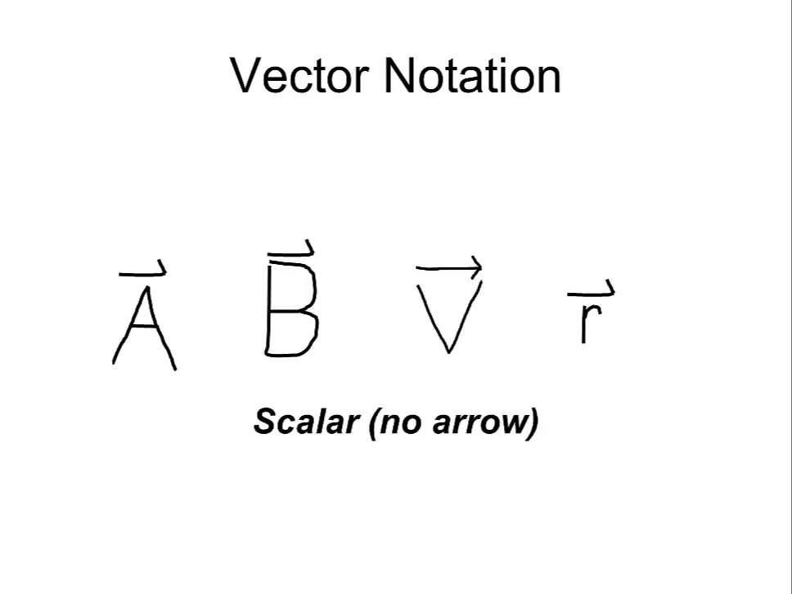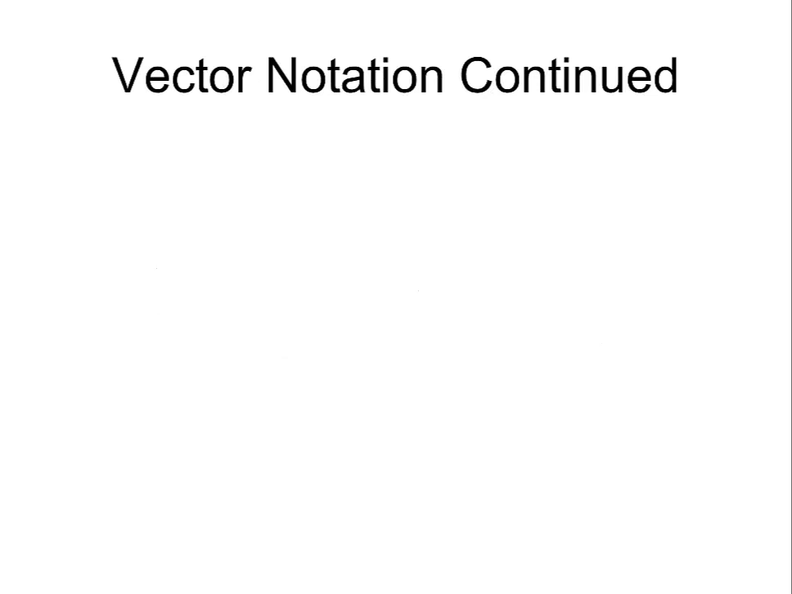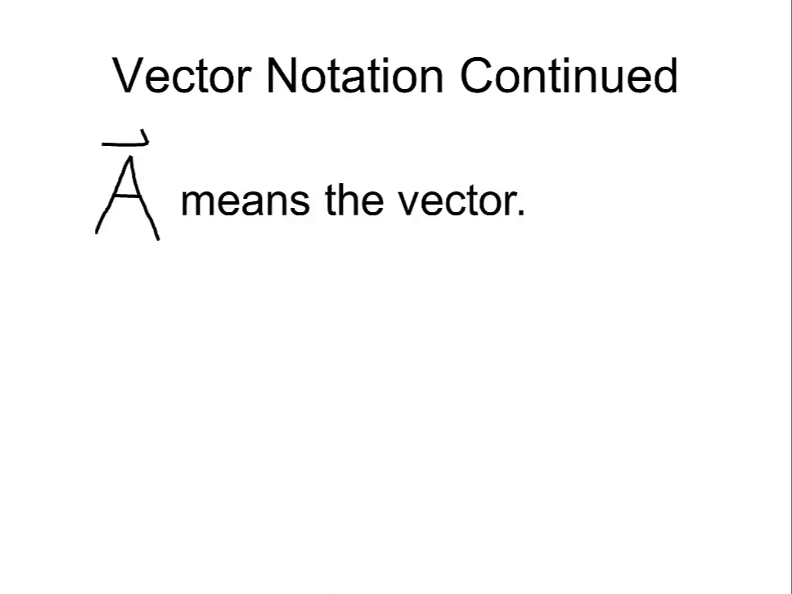The numbers you've been dealing with up until now are called scalars. When we write a scalar, we don't bother putting arrows on top of them. A little more with the notation here. As you begin to work with vectors, you have to be careful how you write things. When we write a letter with an arrow above it, we mean the vector. So this would be the vector A. That thing that has magnitude, direction, and adds according to the parallelogram rule.